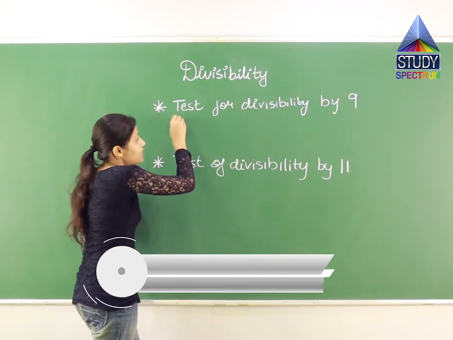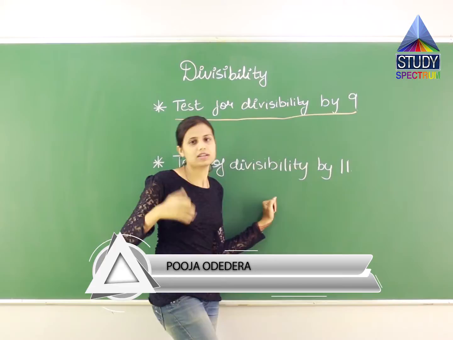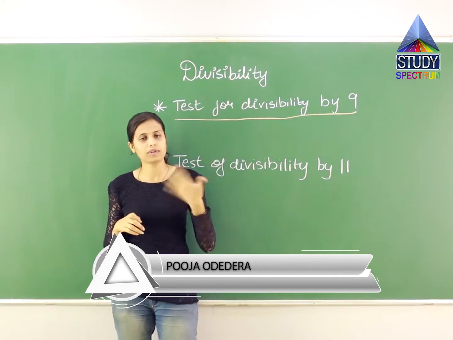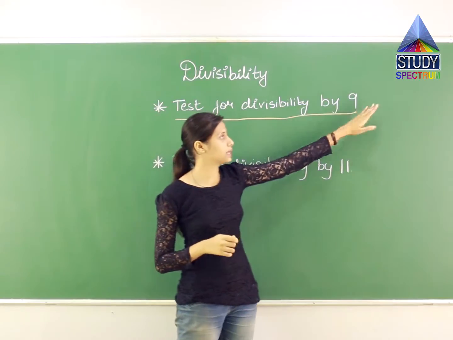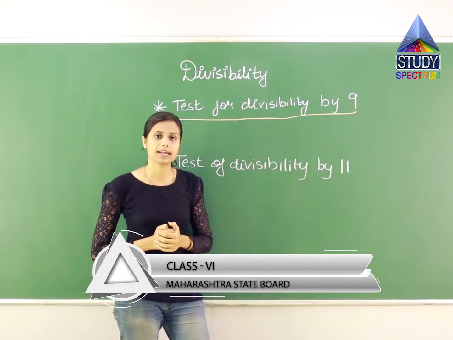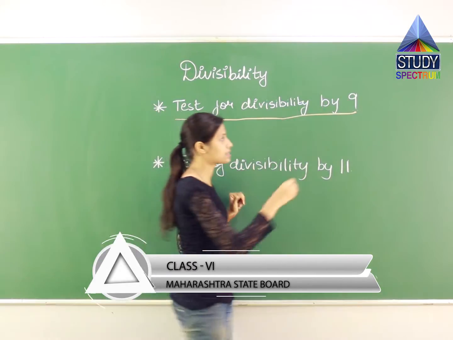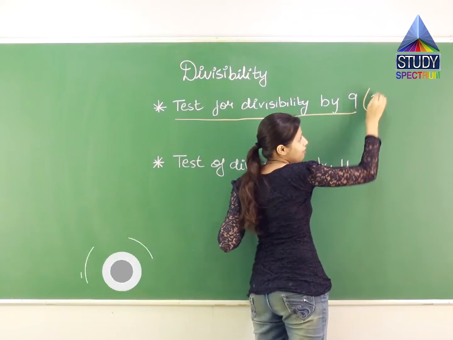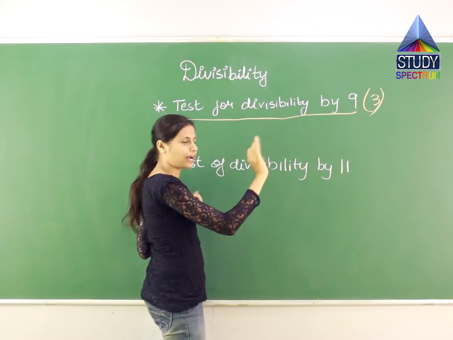Let us start with the test of divisibility by 9. We have already learned the test of divisibility by 2, 3, 6 and all, right? Now we will learn the divisibility by 5 and 10 also, and now we will learn about divisibility by 9. See, divisibility by 9 is similar to what? It is similar to 3. So I'll write 3 over here. It does not mean it is like 3. No, it's like the same pattern only.